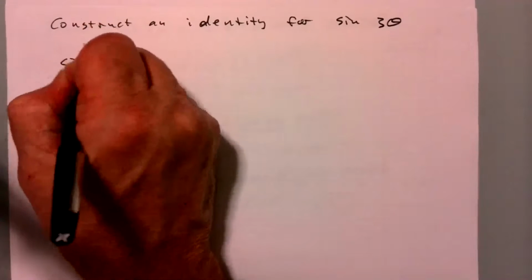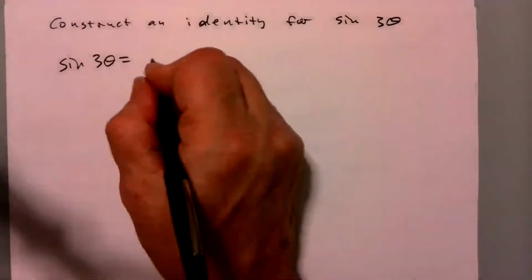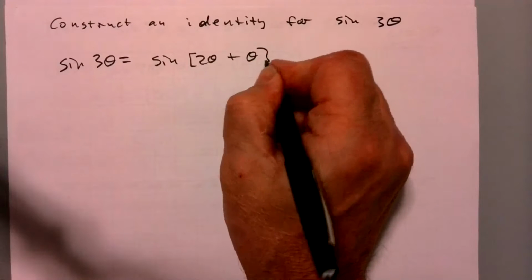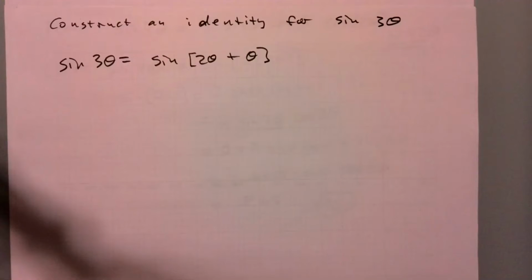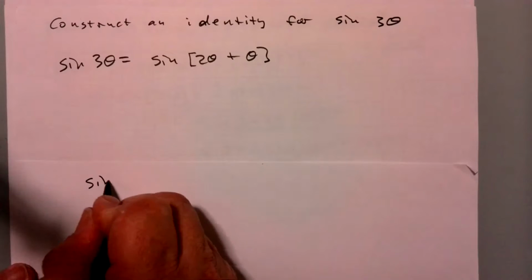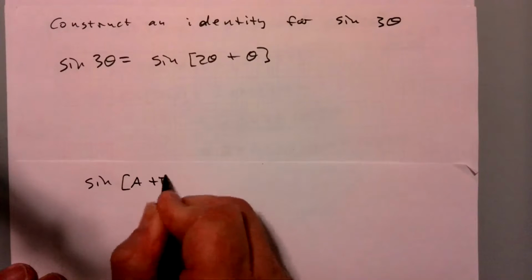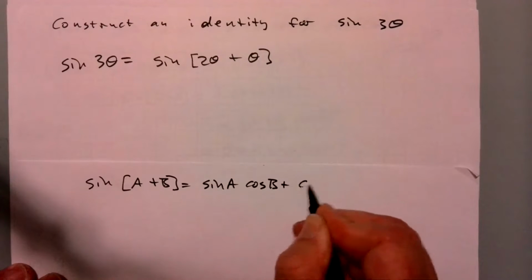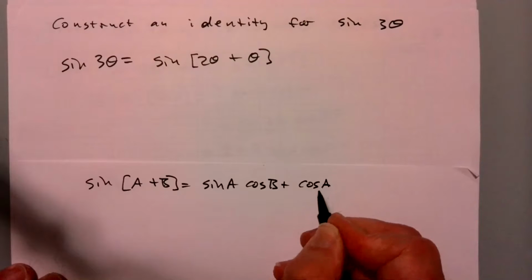Well, starting with sine 3 theta, that's going to be sine of 2 theta plus theta. And we have our rule, right? Sine of A plus B is sine A cos B plus cos A sine B. Let's not forget that, right? Sine of A plus B is sine A cos B plus cos A sine B.